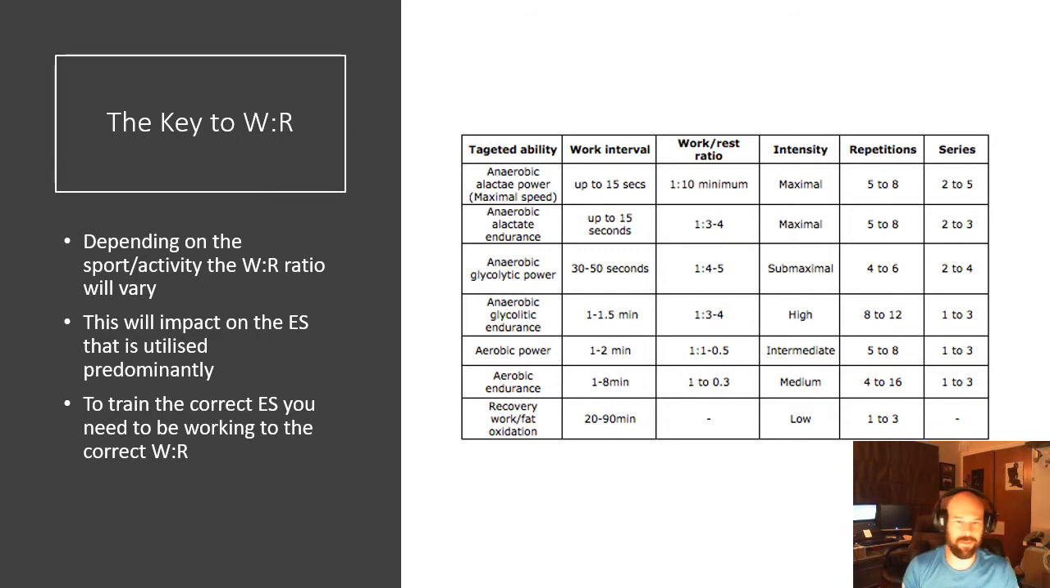So you guys can do the maths on that. Then working all your way down to aerobic endurance, where your work interval, you're looking at somewhere between a 1 to 1 or a 1 to 0.3. So you're having basically the same amount of work and the same amount of rest. Because the idea is that it's meant to be a continuous activity.